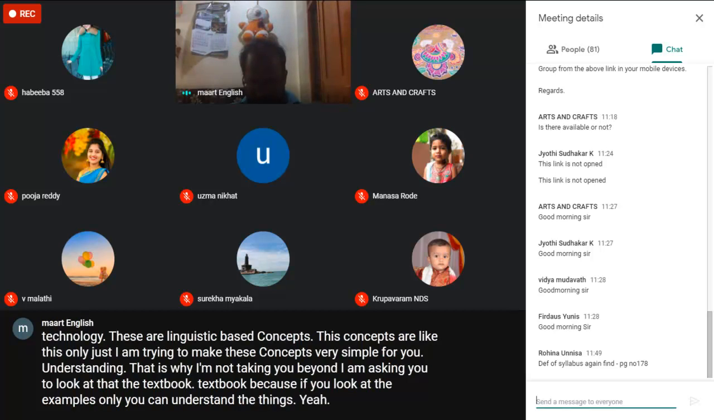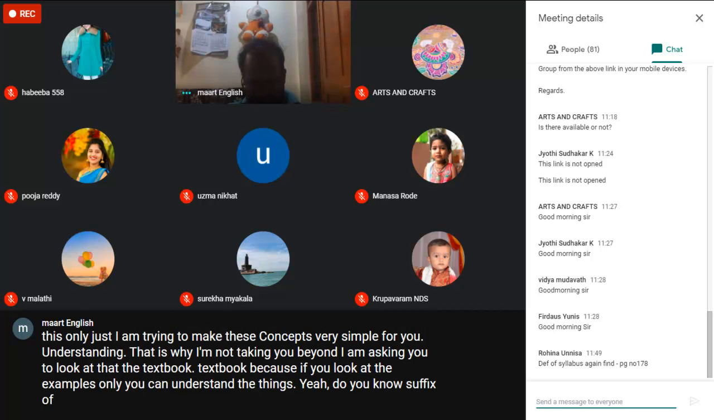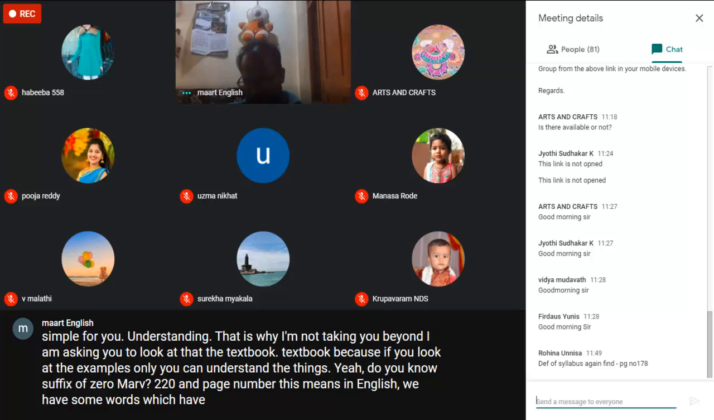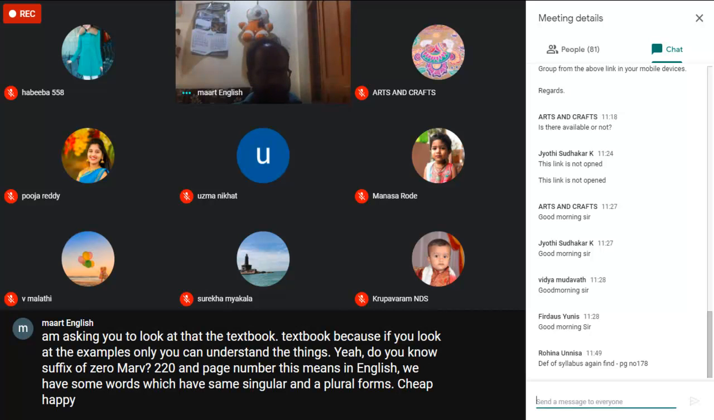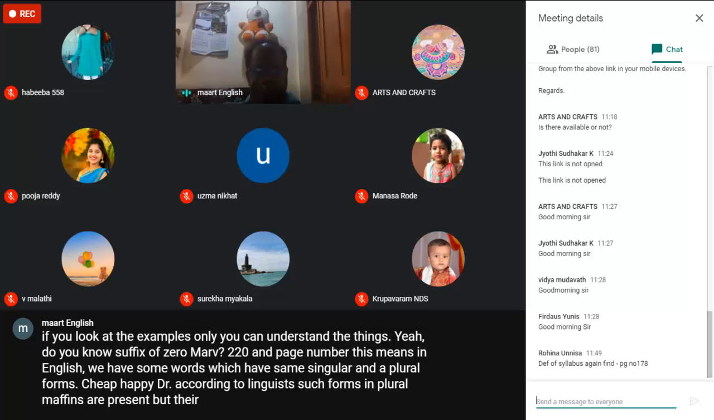Zero suffix or zero morph, page number 229. This means in English we have some words which have the same singular and plural forms: sheep, cattle, deer. According to the linguist, in such forms the plural morpheme is present, but its phonetic manifestation or representation is zero.